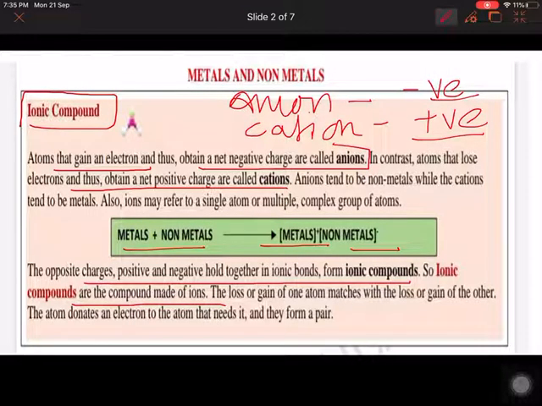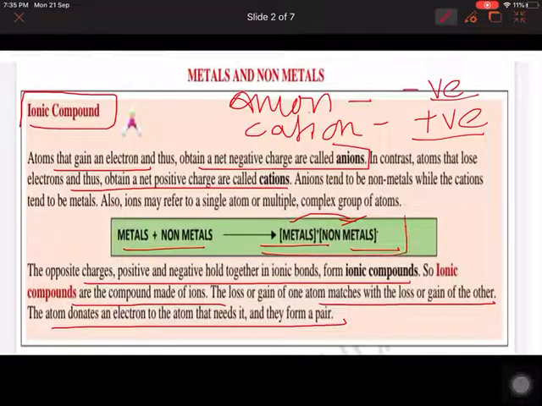The loss or gain of electron of one atom matches with the loss or gain of the other. The atoms donate an electron to the atom that needs it, and they form a pair. So this is how one atom is giving to the other, and this is how they are combining to form a pair, or you can say they are combining together to form a compound.